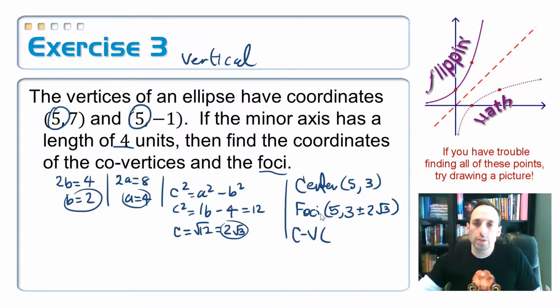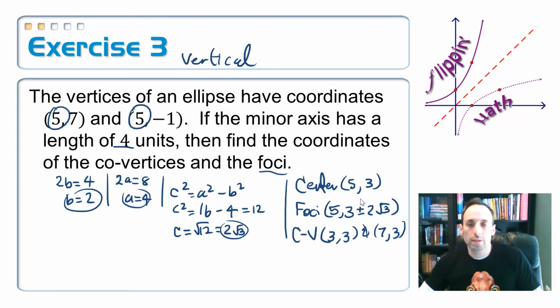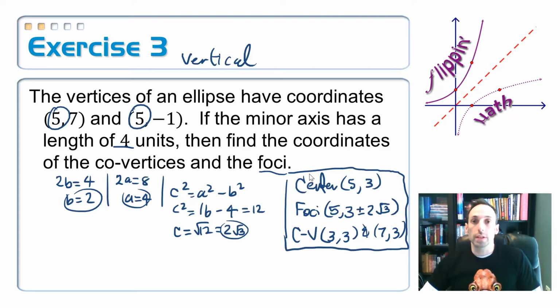Okay, now how about the co-vertices? The co-vertices this time is going to be horizontal, and that's going to change the x-coordinate. And I'm going by 2. So if I start at the center point, I'm going left 2, so that's 3, 3, and I'm also going right 2. Going right 2, I would have 7, 3. Right? I just added that to the x-coordinate going left and right. And there are all the points that we can find for this ellipse.